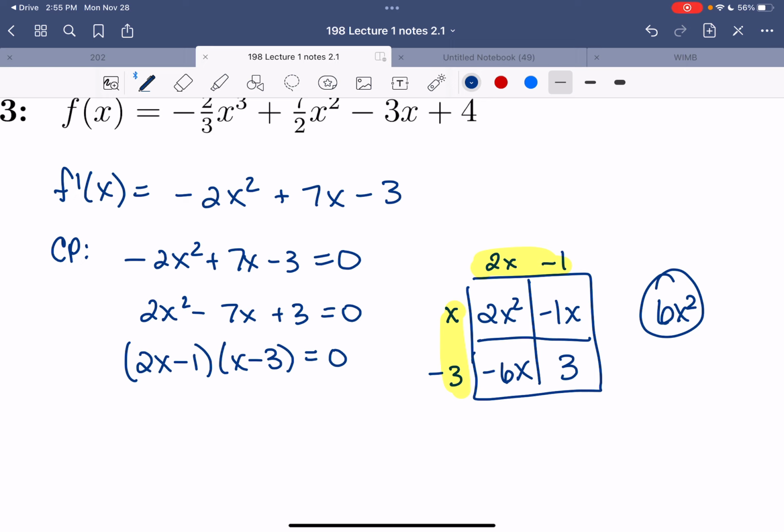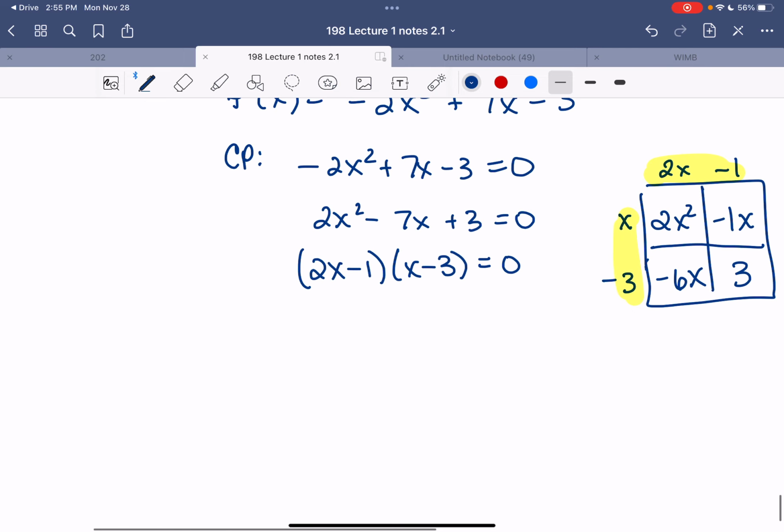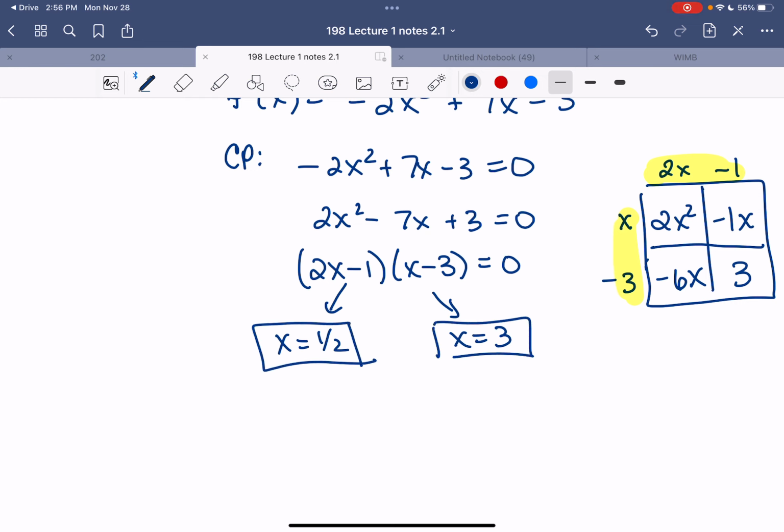Now, if you don't like that, you can go quadratic formula on this one, and you'll be able to find your answers that way just as easily. If you set both of these equal to 0, this becomes x equals 1/2, and this becomes x equals 3. If you need to take a second and find those, feel free to do that. And so this time I have 2 critical points.